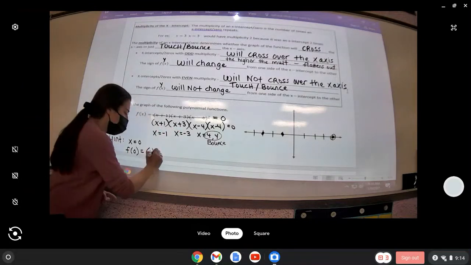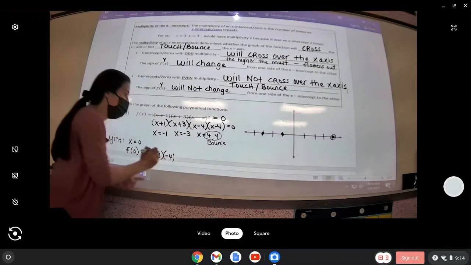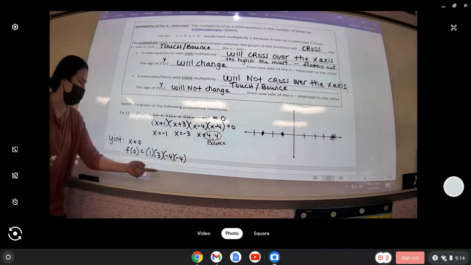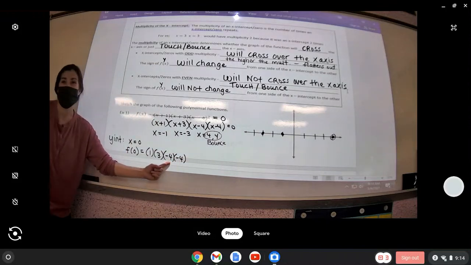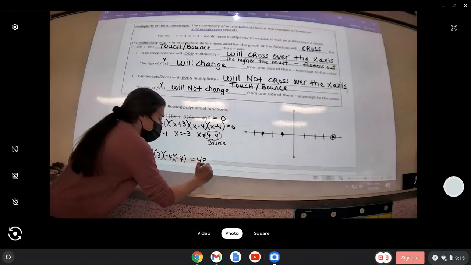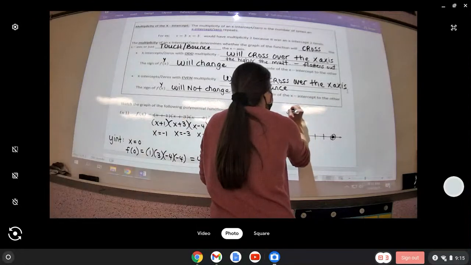I'm going to get 3. I'm going to get negative 4. And I'm going to get negative 4. All right, well, guys, negative 4 times negative 4 is 16. 16 times 3 is 48. 48 times 1 is 48. It's a positive 48. So now I know my y-intercept is all the way up here.